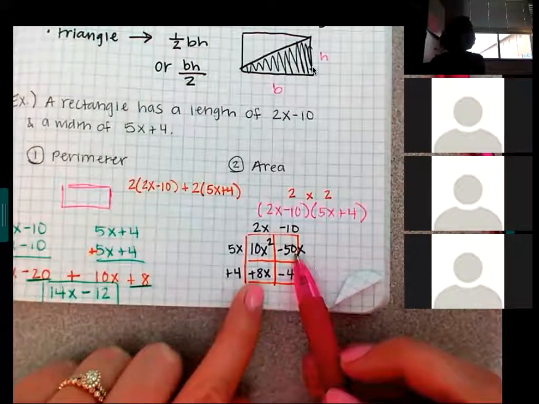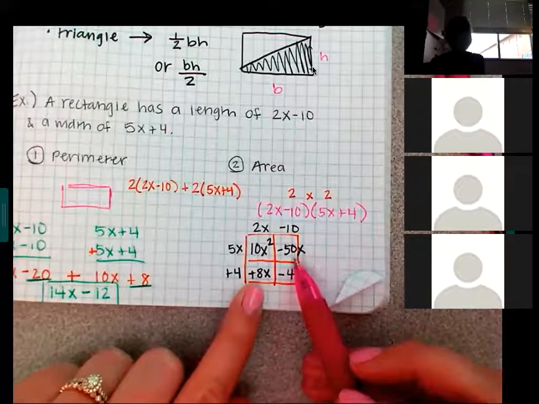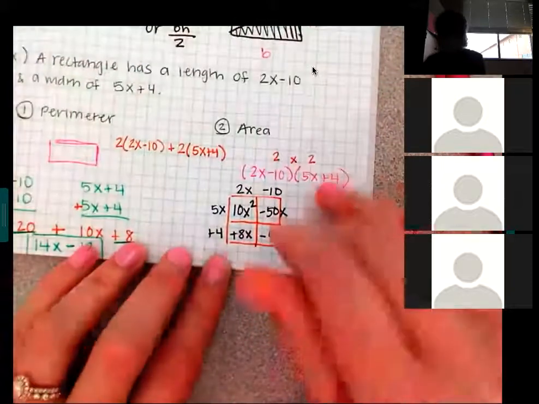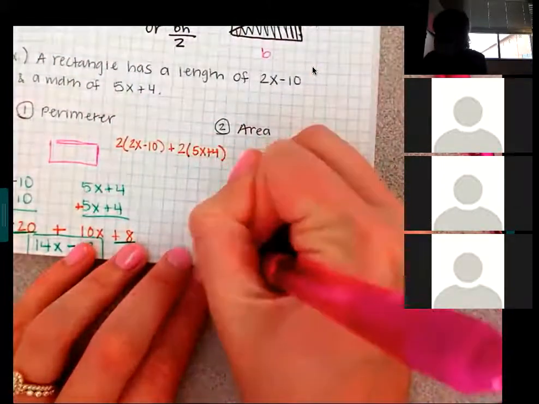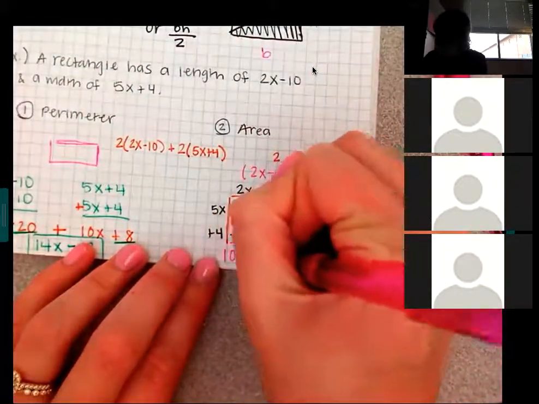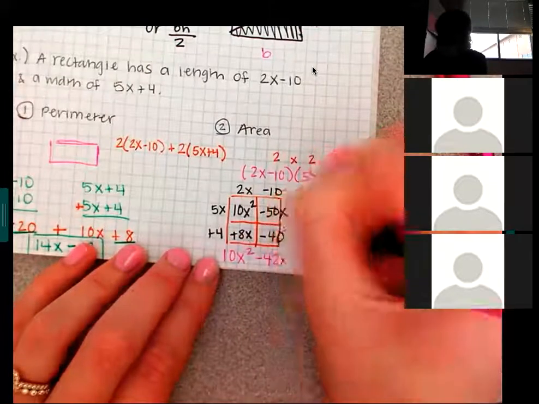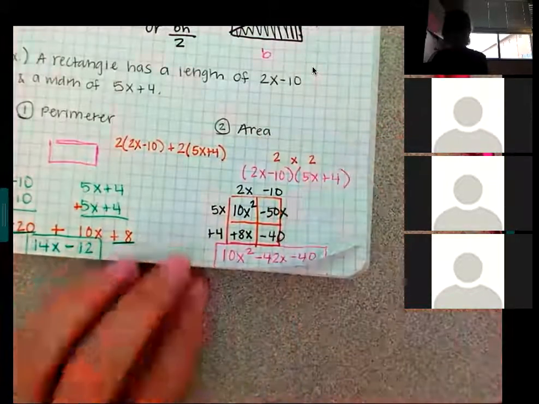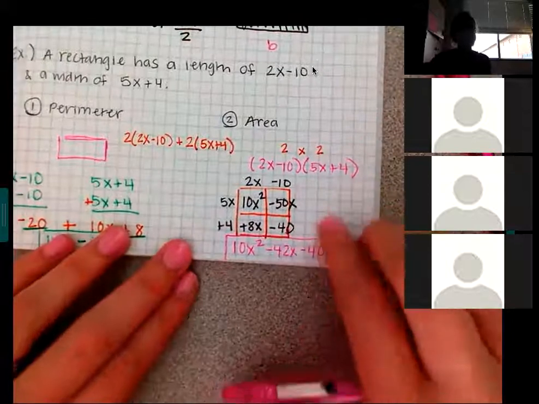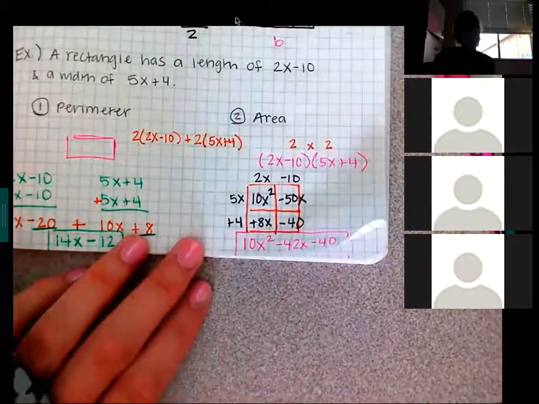42. And it's what kind of 42? Negative, because the 50 is bigger. Good job, y'all. So do y'all agree the area is 10x squared minus 42x minus 40? That's your perimeter and your area. So I'm going to pause. What questions do we have?